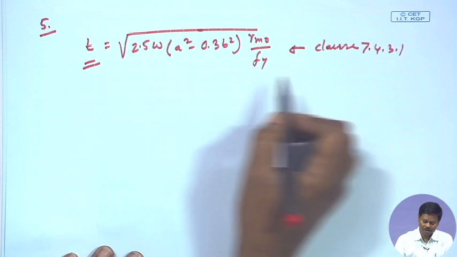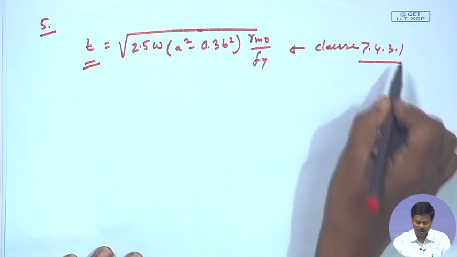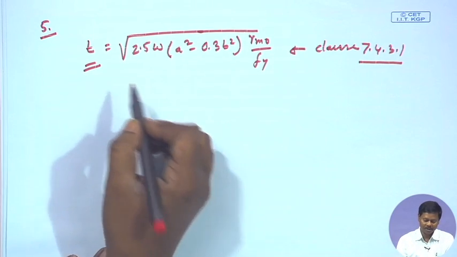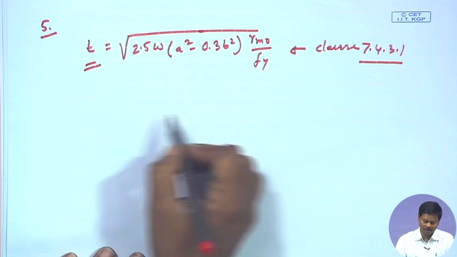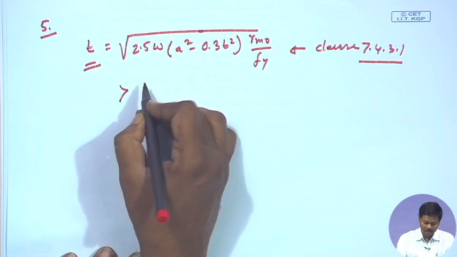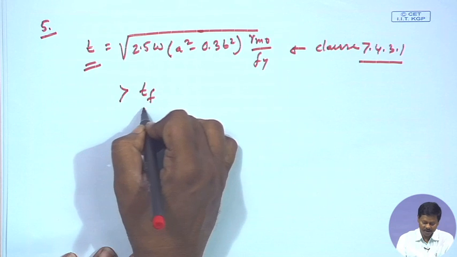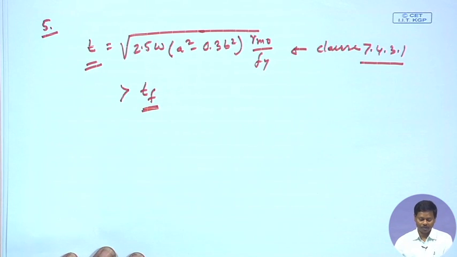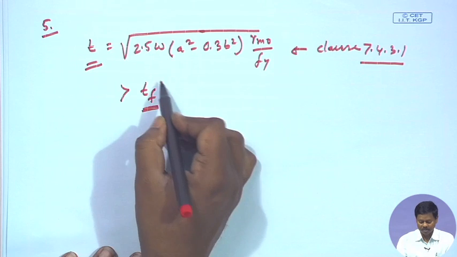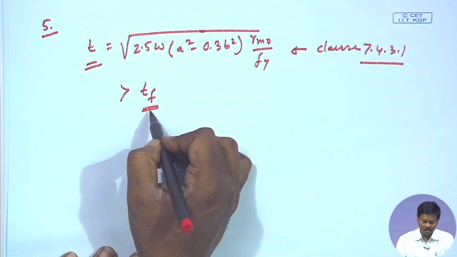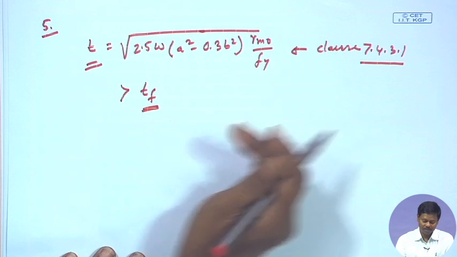In clause 7.4.3.1 the minimum thickness of the base plate is found, and it has to be greater than the thickness of the flange of the compression member. So, the thickness of the base plate at least has to be greater than the thickness of the flange of the compression member, that also we need to check, right.